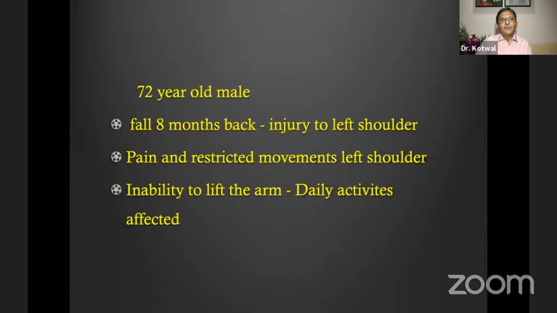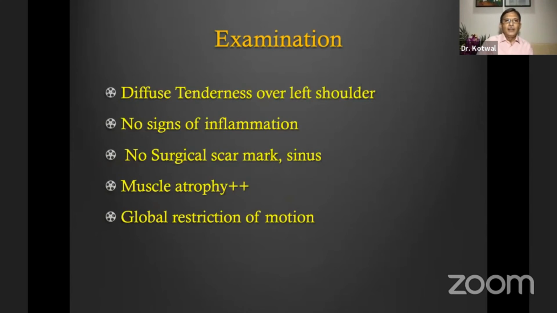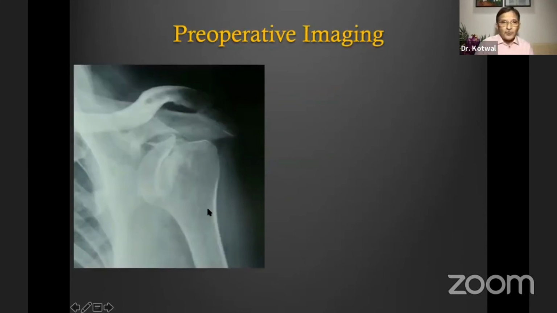I will end with this particular case. There was a 72-year-old male who had injury to his left shoulder about 8 months back and inability to move the arm. There was diffuse tenderness. The only positive findings were muscle atrophy and global restriction of movement. This is for my postgraduate students.